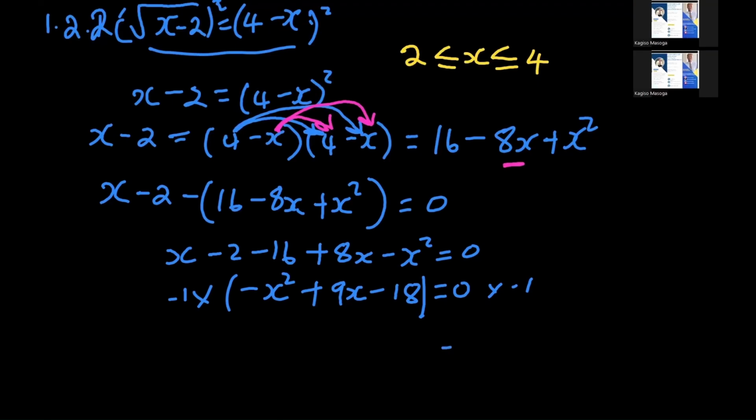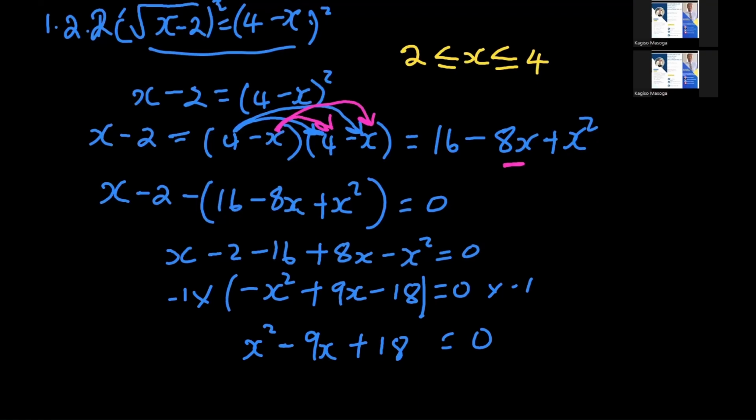Now we'll have x squared. Remember, we're multiplying, so a minus times a positive will give you a minus. So we have 9x, and a minus times a negative will give you a positive. You have 18, and 0. Remember, anything multiplied by a 0 will give you a 0. Now we're going to factorize.